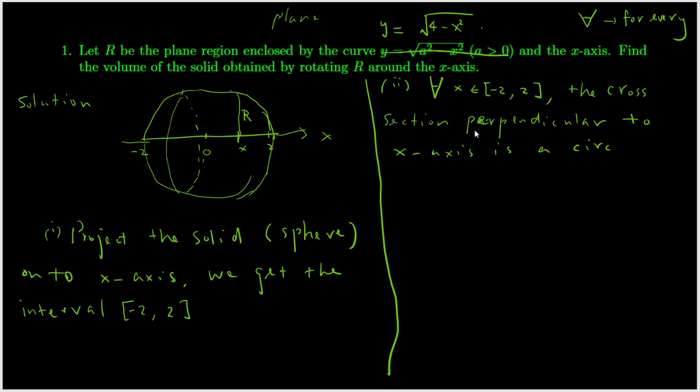So temporarily, I'm going to call the radius of the circle r of x, because it depends on the location of x. Now try to understand, r of x is actually the radius of the cross section. You rotate the line segment around the horizontal axis all the way. You have a circle. r of x is the radius of the circle. So that is the cross section, right?